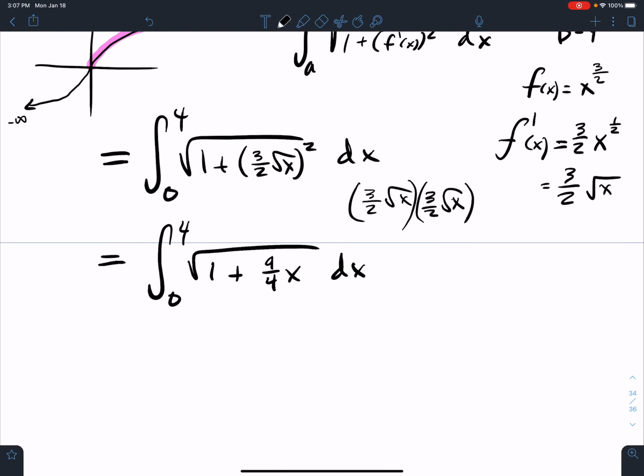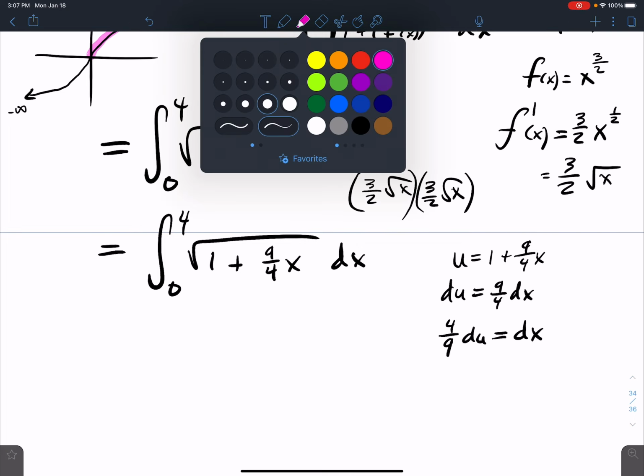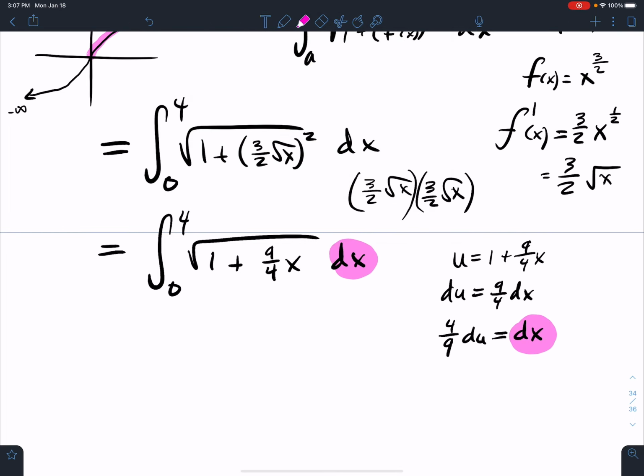You can do this one of two ways. You can either just do it by hand, or you can do it with a calculator. Doing it by hand, I'd do a u substitution. u equals 1 plus 9 over 4x. du is 9 over 4 dx. So to get rid of the 9 over 4, I multiply by 4 over 9 on both sides, and I get 4 over 9 du equals dx. And so I'm going to replace the dx here with the 4 over 9 du.